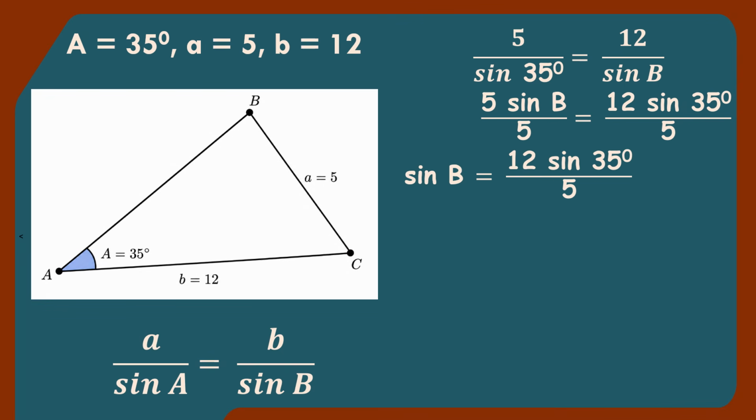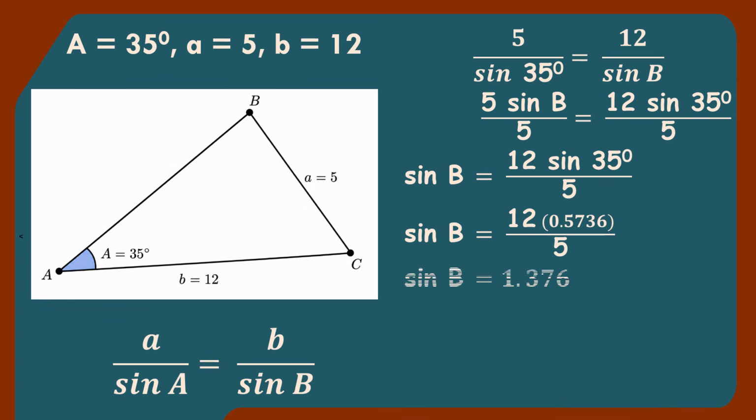Divide by 5. So sine B is equal to 12 sine 35 degrees all over 5. Afterwards, let us get the value for sine 35 degrees. Sine 35 degrees, so sine B is equal to 12 times 0.5736 divided by 5. So that becomes sine B is equal to 1.376.